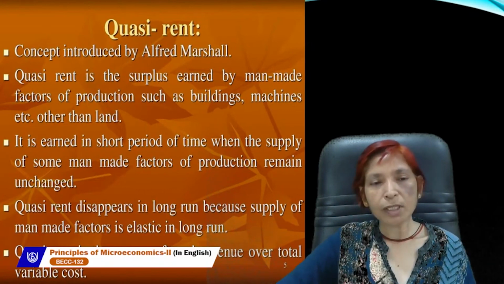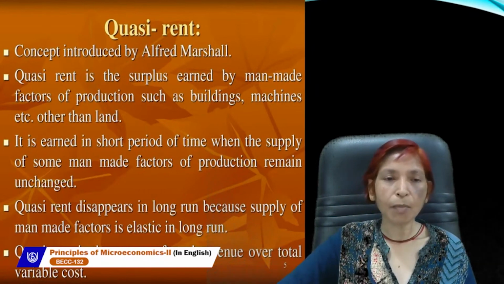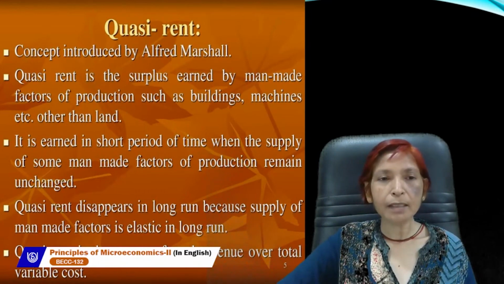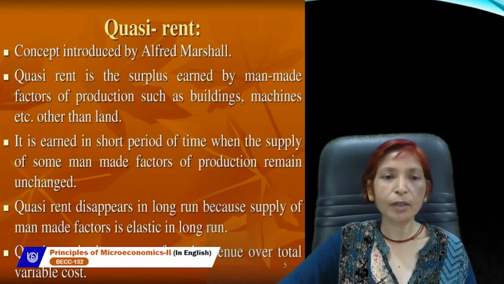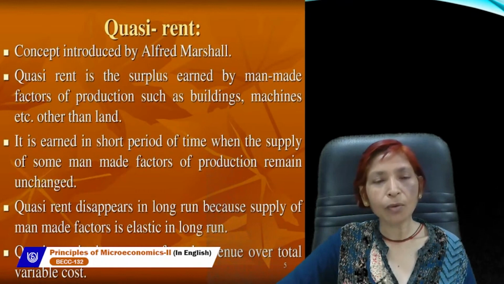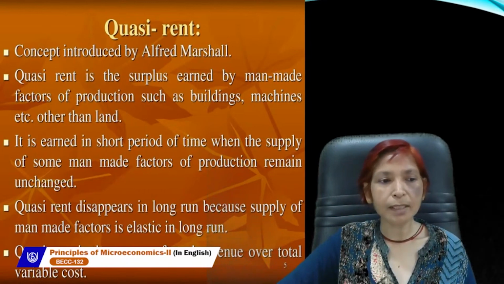Rent is the reward for using all the factors of production, according to Mrs. Joan Robinson in a modern theory of rent. But quasi-rent only occurs in the short period. This quasi-rent concept was introduced by Alfred Marshall, and it only arises in the case of man-made factors of production, such as buildings, machines, etc.